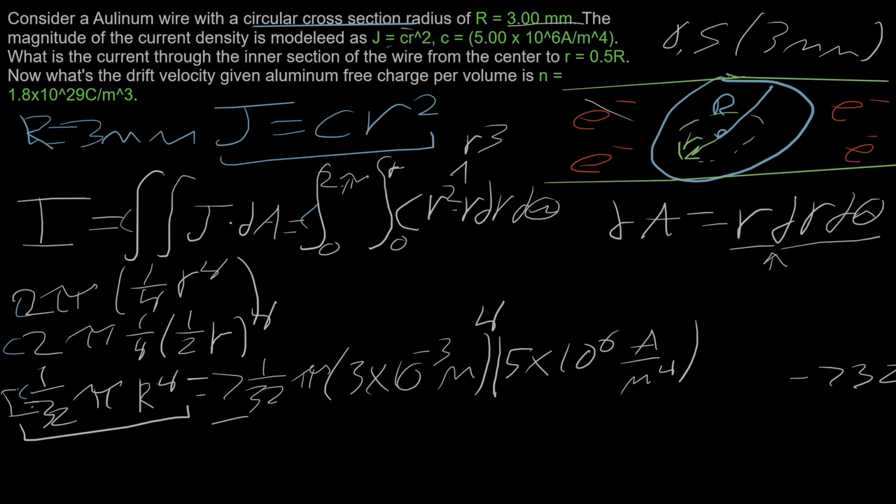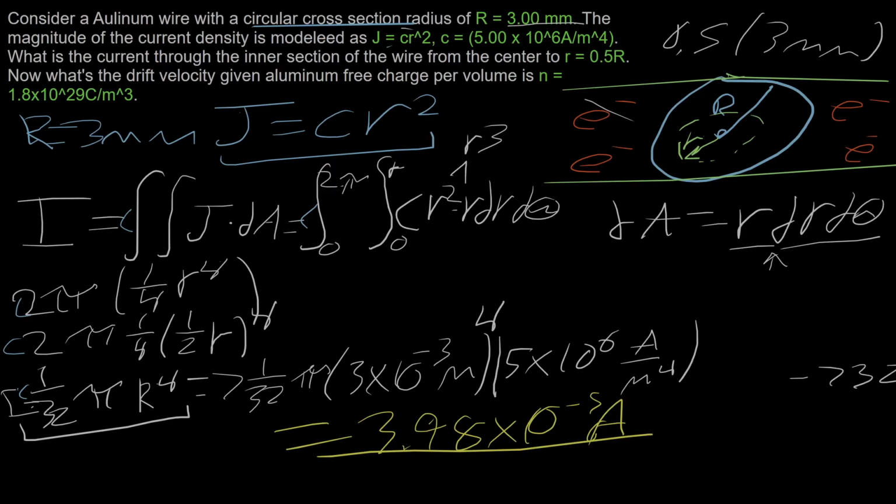Now take a moment to put this into your calculator, and then I'll give you the answer to see if you got it right. Alright, now that we're here, the answer should be 3.98 times 10 to the negative 5 amps. So we're just going to represent it with a capital A. So that answers the first part of our question.